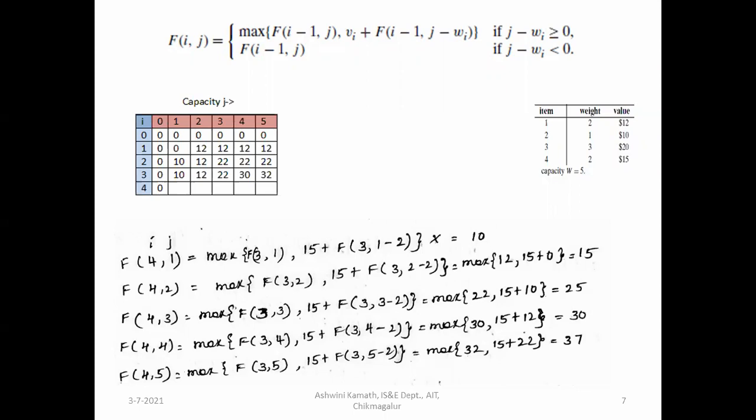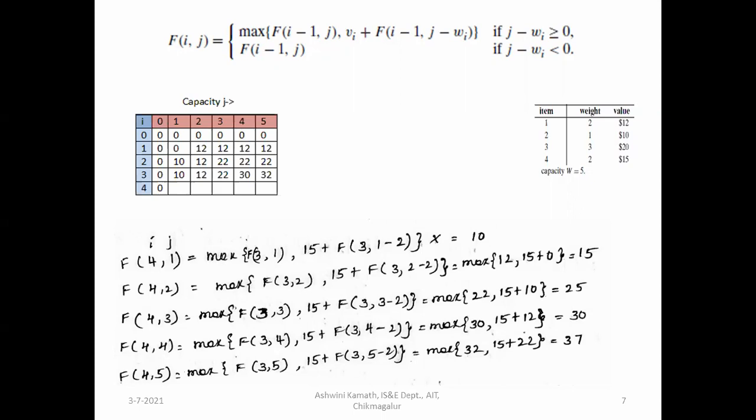And then f of 4 comma 2 is equal to f of 3 comma 2, which is equal to 12. And the fourth item value is 15. 15 plus f of 3 comma 0. 3 comma 0 is 0. So among 12 and 15, the maximum value is 15. That will be assigned to f of 4 comma 2. Then for f of 4 comma 3, we have f of 3 comma 3 comma 15 plus f of 3 comma 1, which is equal to maximum of 22 comma 15 plus 10, which is equal to 25. So maximum value is 25. That will be assigned to f of 4 comma 3.